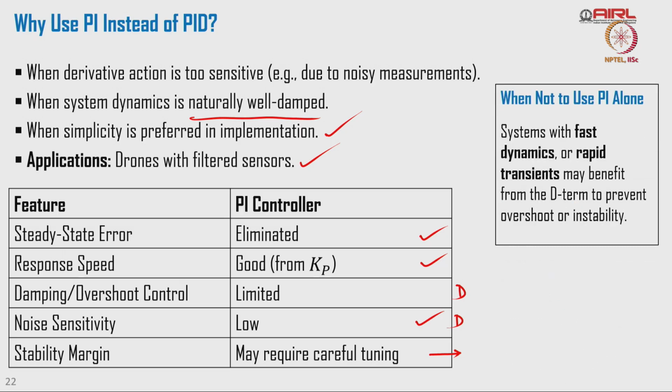When not to use PI alone? When the system has fast dynamics, that means it is not well damped naturally, or it shows rapid transient response, then having the derivative term is much beneficial to prevent overshoot and instability.